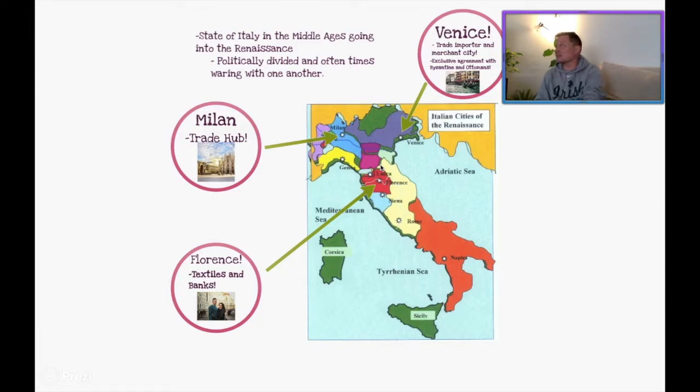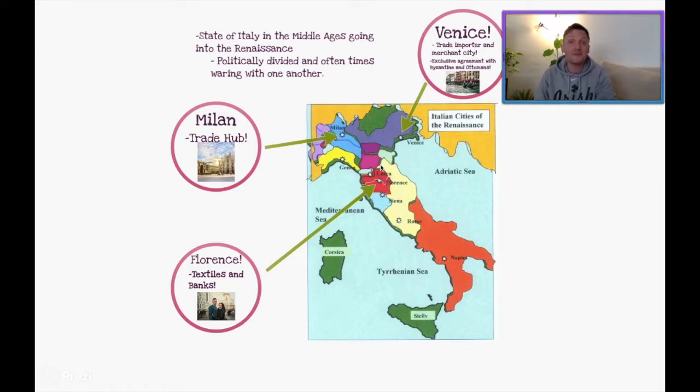We're also going to discuss a lot of other major components when it comes to the Italian Renaissance spreading outside and going to your northern countries and things like that, right? The state of Italy, though, just so you know, going into the Renaissance is very politically divided. Oftentimes, these people were at war with each other.